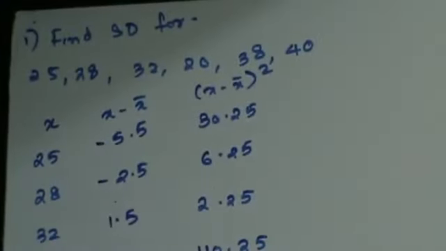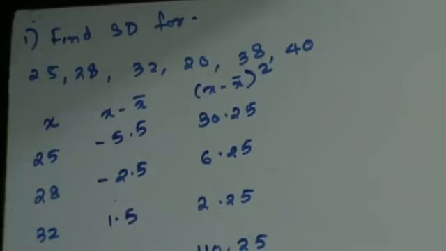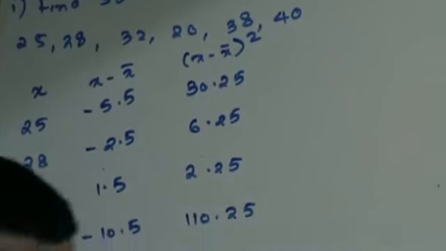Fine, do we get this thing clear? So this finishes type 1. Next, let's see the type 2 sums. This was type 1 where they give you raw data and they ask you to find out standard deviation. Now let's see type 2 where they give you classified data.